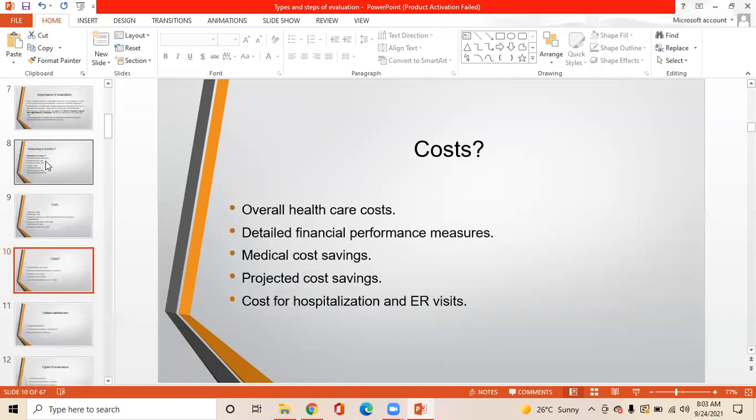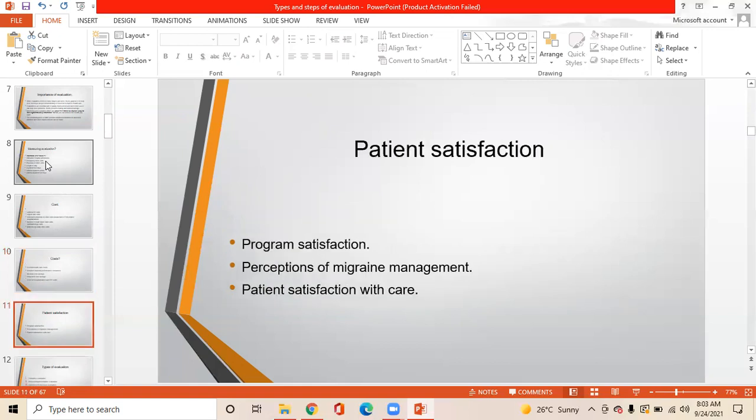Costs that are included in evaluation are overall healthcare cost, detailed financial performance measures, medical cost savings, projected cost savings, and cost for hospitalization and ER visits. While the level of patient satisfaction is checked as program satisfaction, perception of migraine management, patient satisfaction with care, and many others.